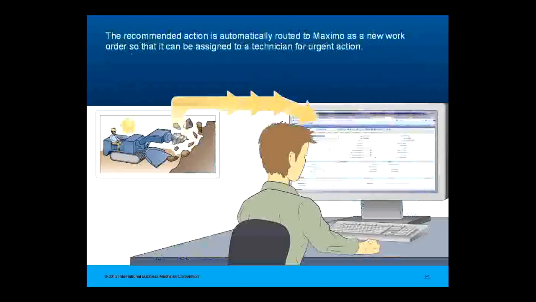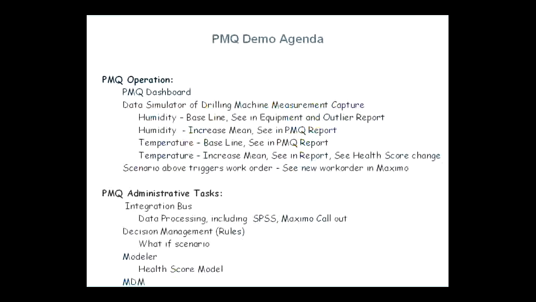Well, our rules that we talked about earlier say that the simple flush routine should be performed when the score drops. Here, the rules are looked up inside of our tool, inside of PMQ, and the flush procedure is recommended. That recommendation could be automatically routed to a Maximo type environment so that a new work order is assigned to the appropriate technician for urgent action. So let's see how that would look back in our PMQ environment.